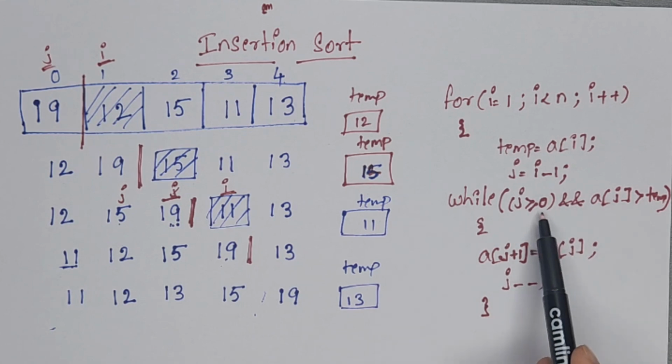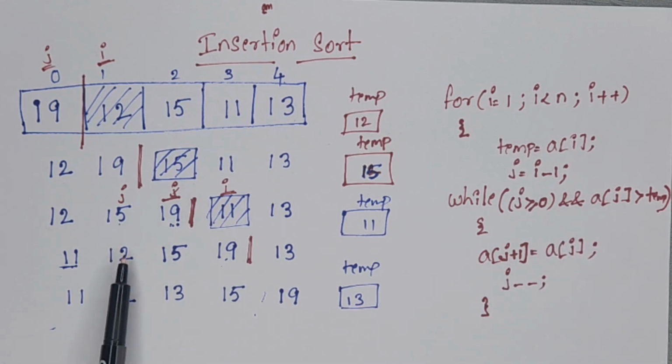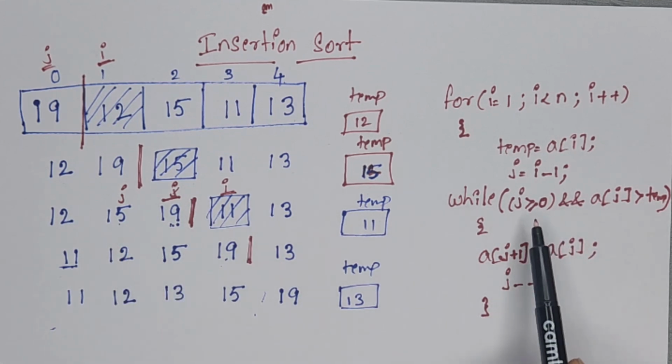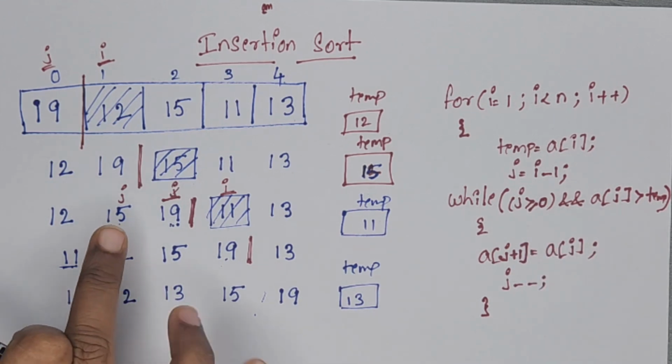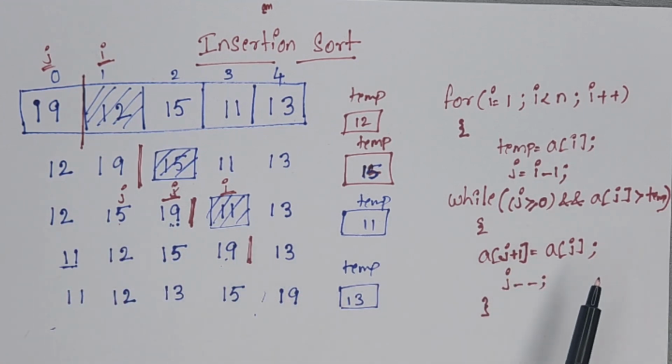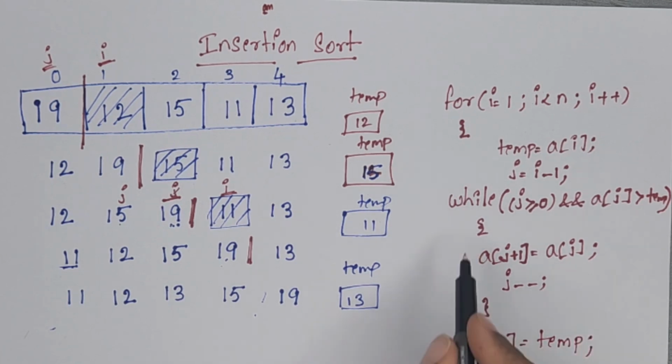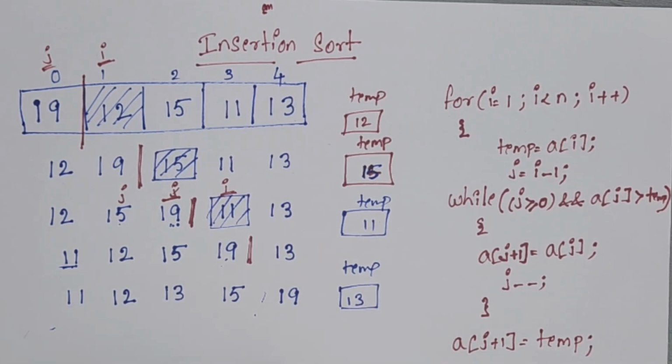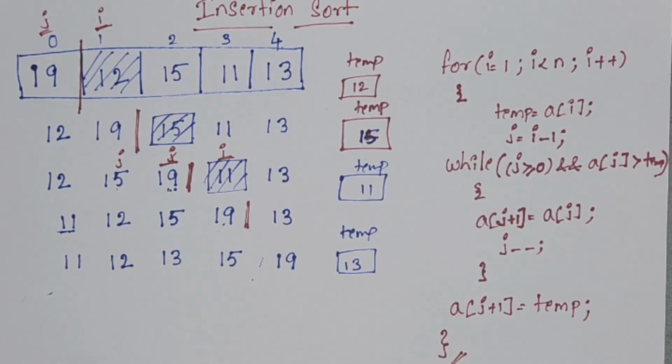If both conditions are true, then only shift the element to the right side. If j is not greater than or equal to 0, or the jth element is not greater than temp, no need to shift it to the right side. Then simply it will exit from the while. Now after this, where we have to assign this temp? In a of j plus 1 location, we have to assign this temporary value. Close this for loop. So this is the insertion sort procedure.